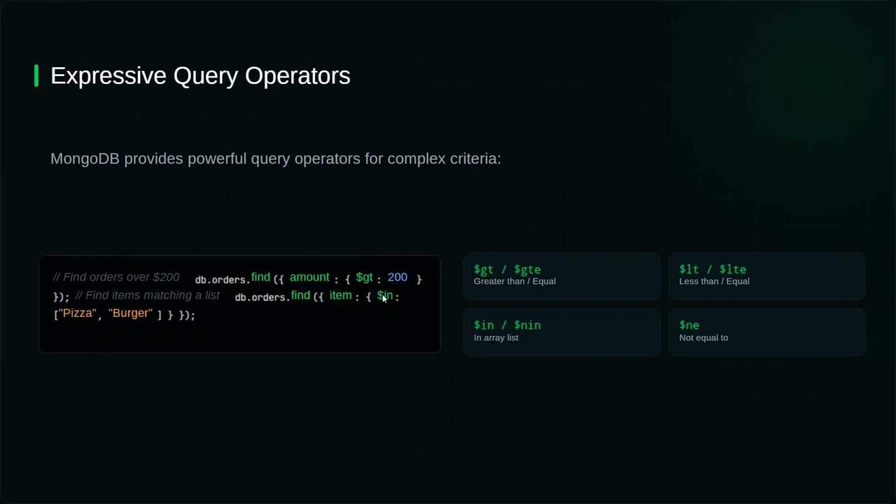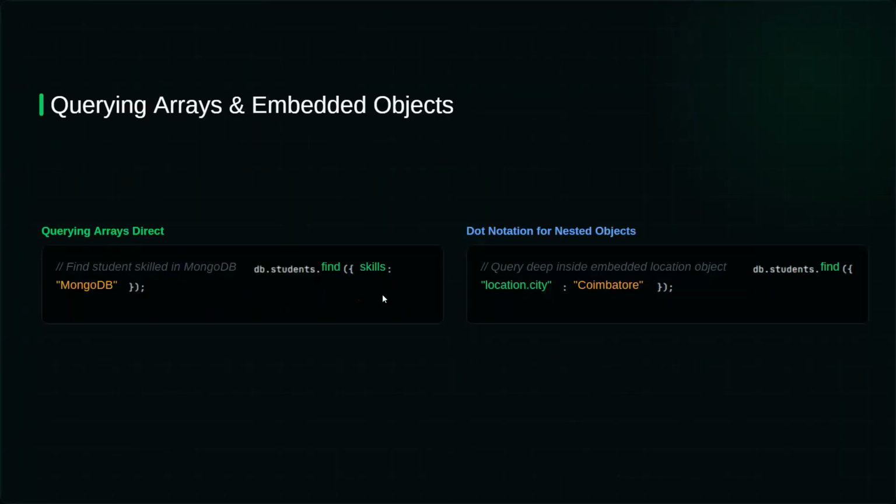What about searching inside nested objects and array elements? So, querying arrays and embedded objects. If a field contains an array like skills, MongoDB, Java, running db.students.find skills, MongoDB automatically searches inside the array. To query nested subdocuments, use dot notation enclosed in quotes. This is how we search for nested objects.